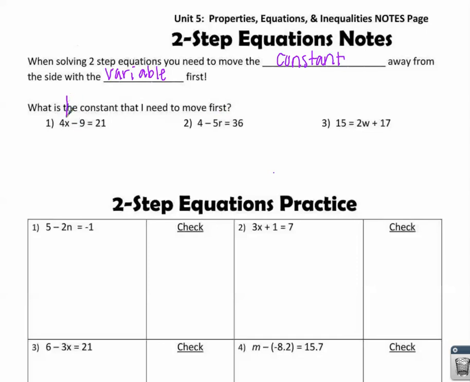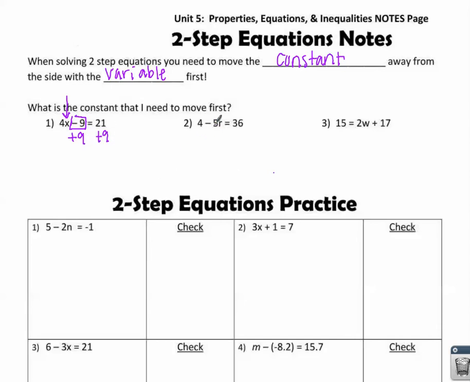So I found my variable. It's on the left side of the equal sign, so I need to move the constant first, which in this case is -9. So -9 is the constant that I would move first. In order to do that, you want to take the inverse operation and you would add 9.